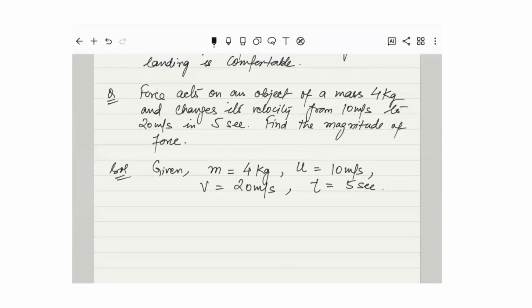Now, what is Newton's first law of motion?